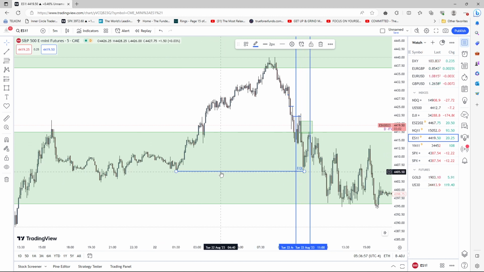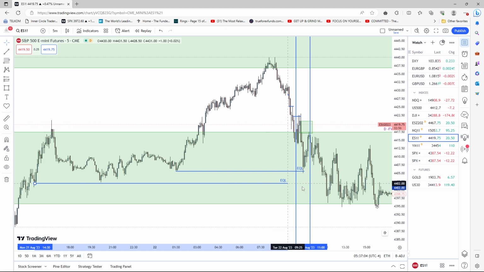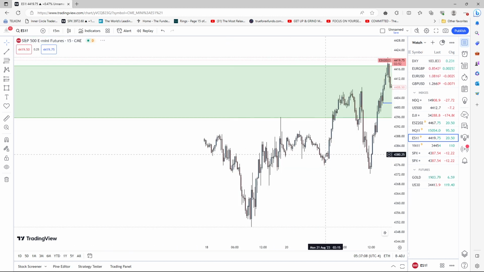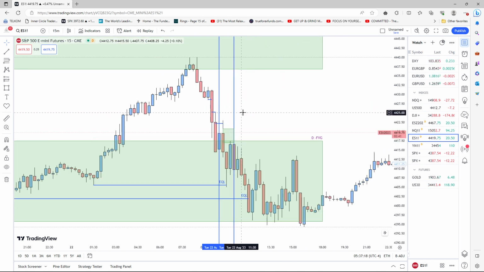And then we also have more equal lows sitting down right over here, in fact. So we can take note of these levels. You can also go up to a 15-minute and you can take a look at price action in this area. You can see again we have these equal lows in here. And we have these ones. So those would be my targets.